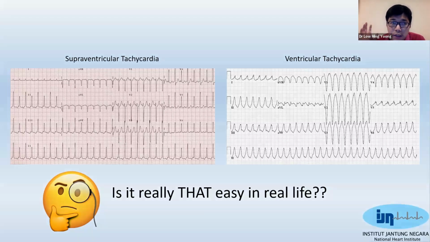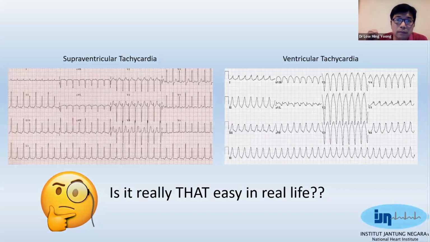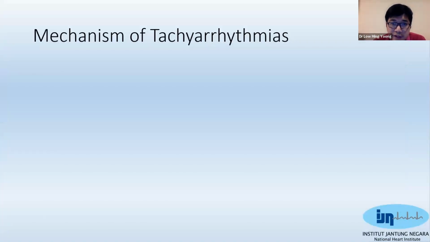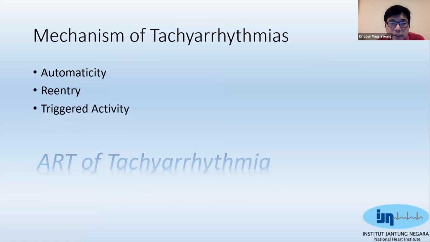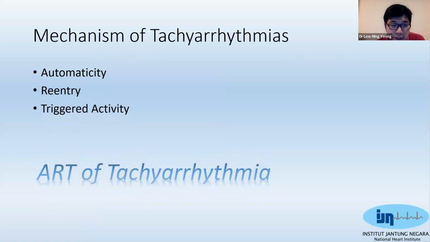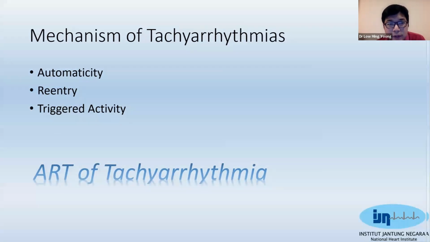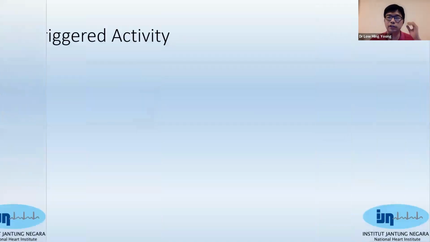So, a very short touch on the mechanism of tachyarrhythmias. There's a mnemonic for this. It's ART, A-R-T. So automaticity, abnormal automaticity, re-entry, or triggered activity. So basically, it's the art of tachyarrhythmia that we are going to discuss. Okay? Automaticity, I won't touch a lot.